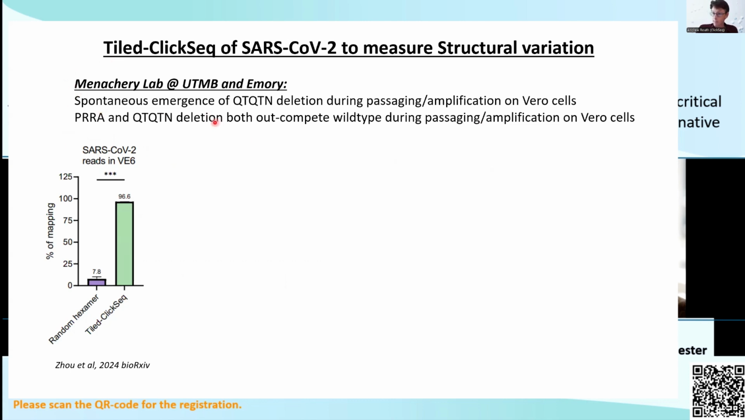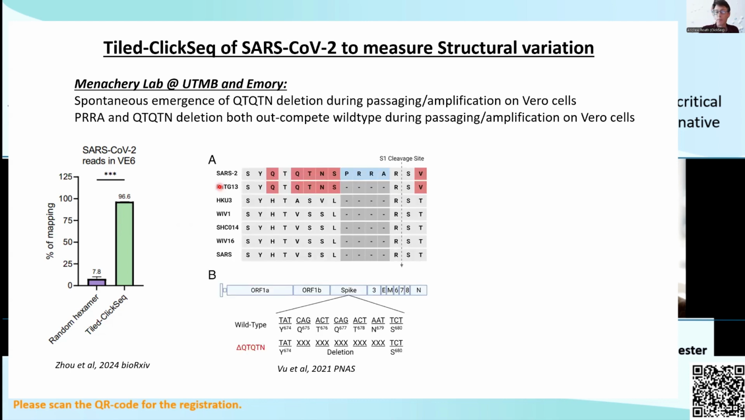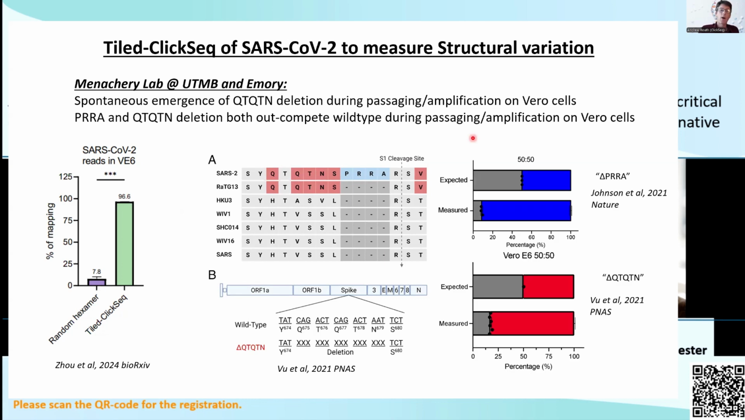We can validate this in the lab. So with Vineet Menachery at UTMB and now at Emory, we showed that we could sequence SARS-CoV-2 from cells in culture. And when we compare random ClickSeq sequencing coverage, around 8% of the reads would map to the virus genome. But when we did Tiled-ClickSeq targeting SARS-CoV-2, over 96% of the reads mapped to the virus genome. So we massively enriched for our target of interest. And that allowed us to look at some of these structural variants that arise during SARS-CoV-2 passaging in the lab. So I mentioned this insertion, the furin cleavage site. We could study how deletions in that would be selected or affect the fitness of the virus.